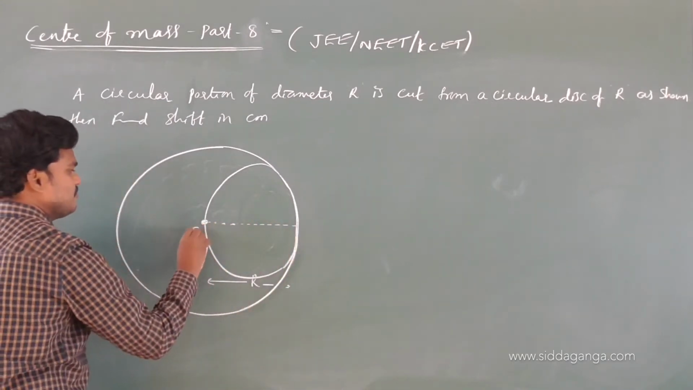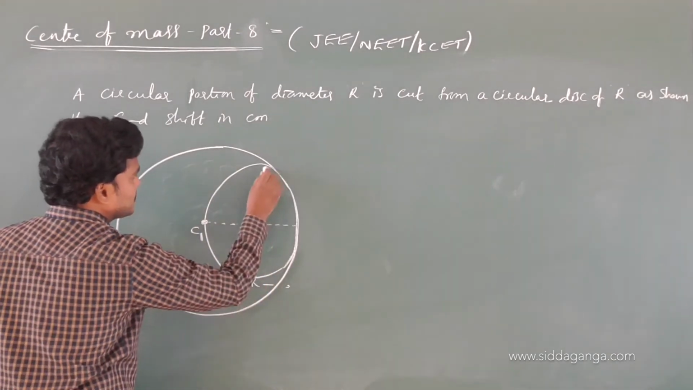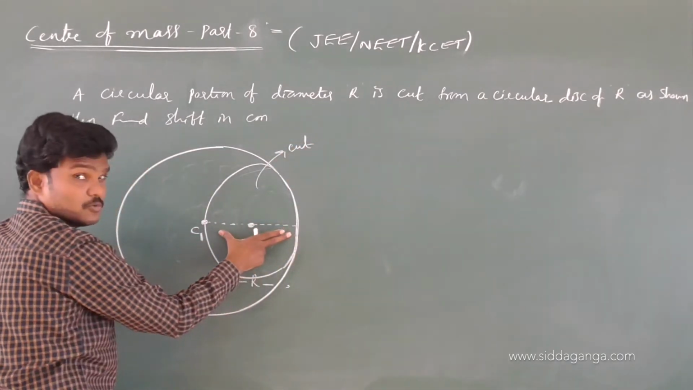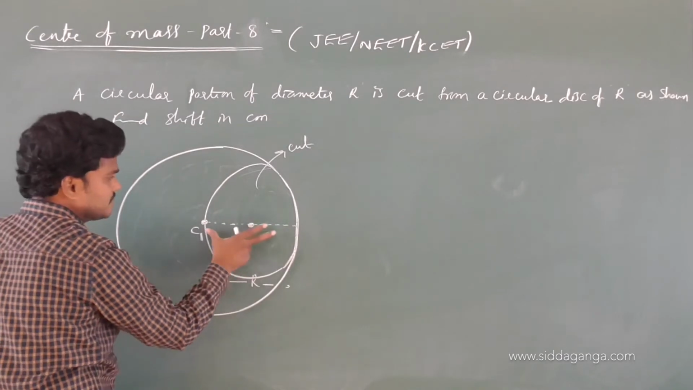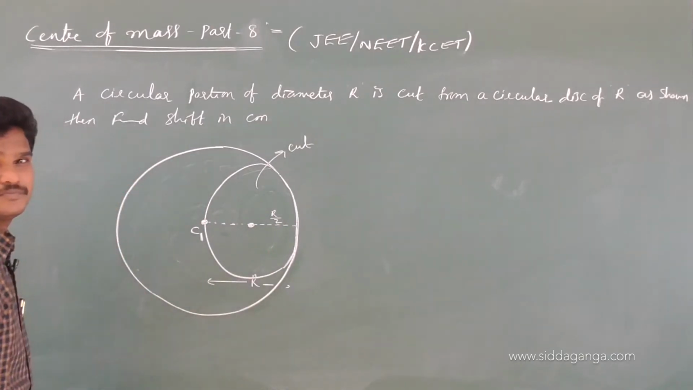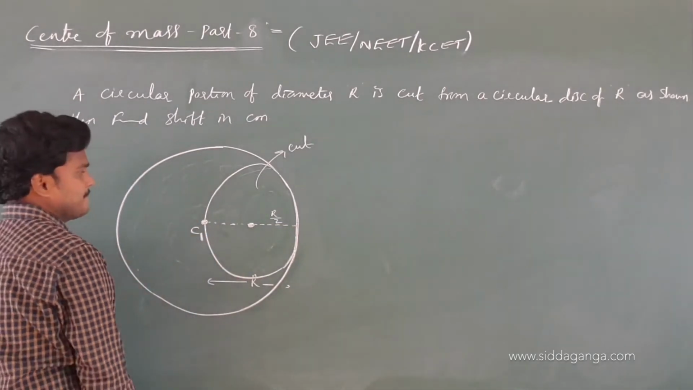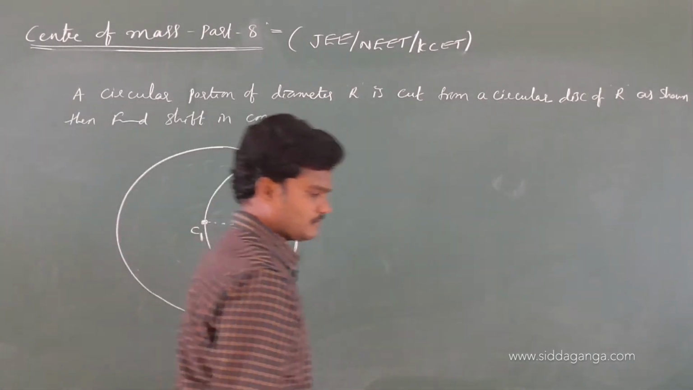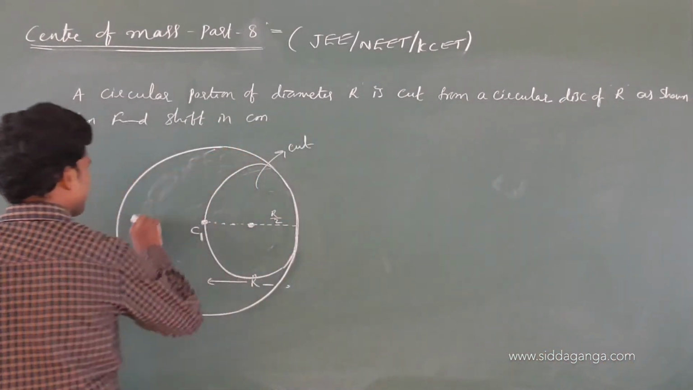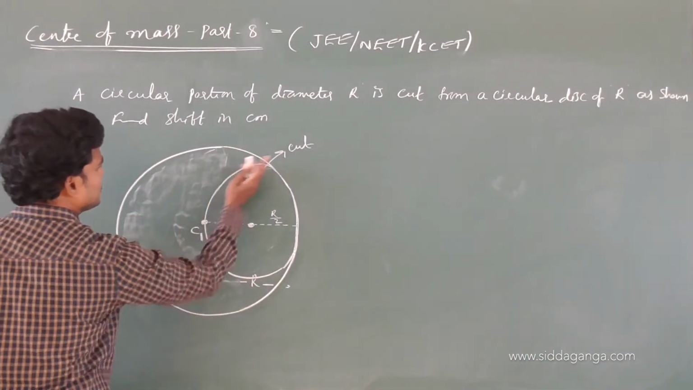See, this is the initial center of mass for the bigger disc whose radius is R, and this is the other portion that is going to be cut. This diameter is R, and what is the radius? The radius is very clear, R by 2. The diameter of this cutting part is capital R. Then find the shift in center of mass. Yeah, this part is going to be cut.